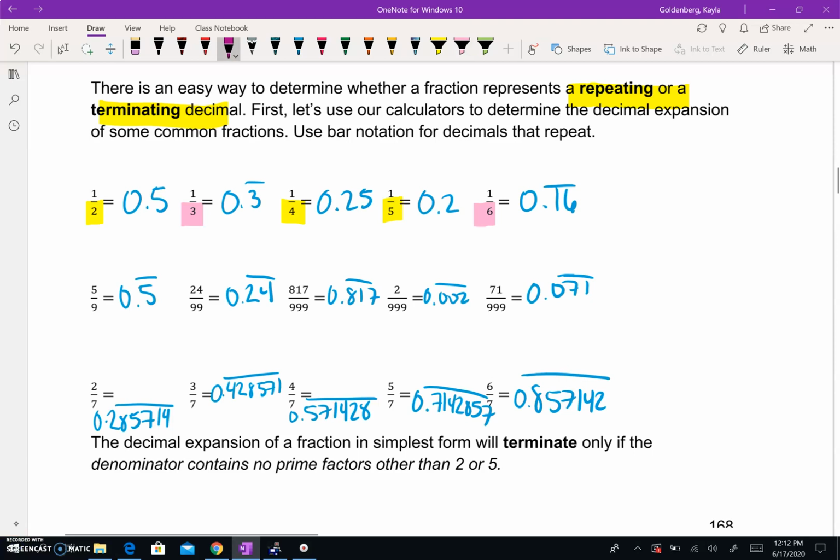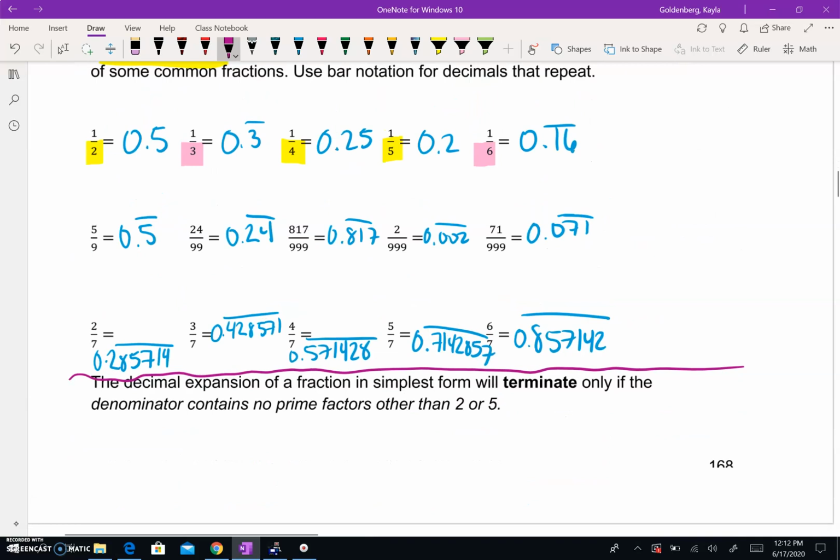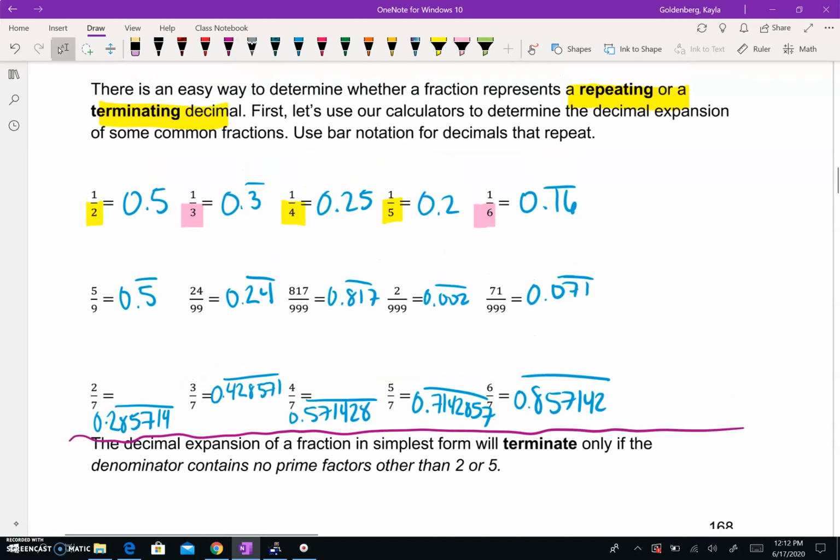So I've done my calculations. I'm realizing now that this was supposed to be on the next page of your course packet. It's not supposed to be right there on the bottom. Apologies that I ruined the secret. The secret is that the pattern is that the decimal expansion of a fraction in simplest form terminates only if the denominator has no prime factors other than 2 or 5.